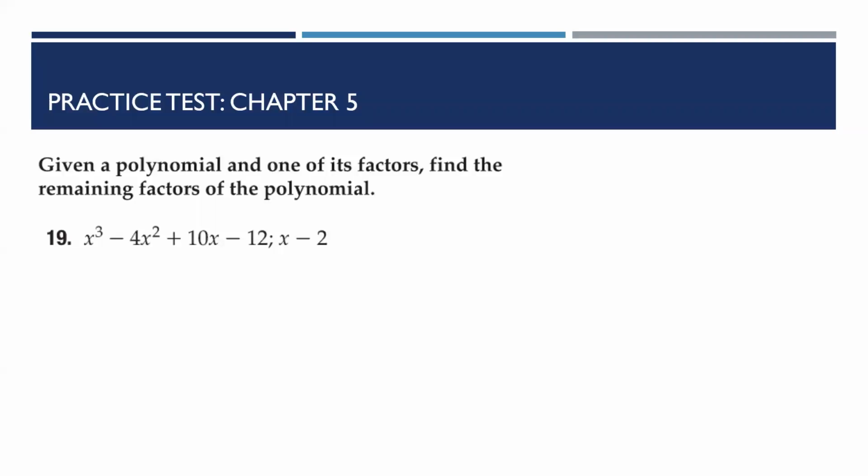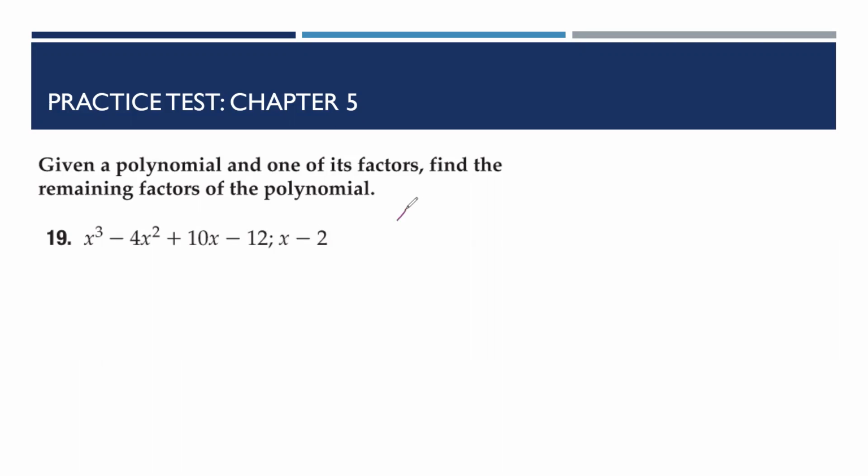Okay, we're going to go ahead and go for this one, number 19. Given a polynomial and one of its factors, find the remaining factors of the polynomial. So if we know that this is one of the factors, we know we can divide this polynomial by this polynomial here. I'm going to use long division.